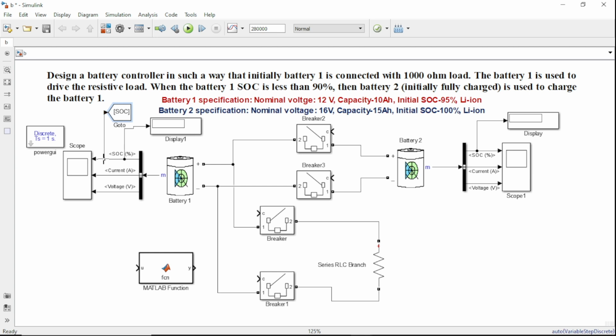You can also directly connect it to this block, but I am using Goto and From. So this is the From block. You can generate the Goto and From blocks by dragging, or otherwise you can directly go to the library and easily add the block from there.